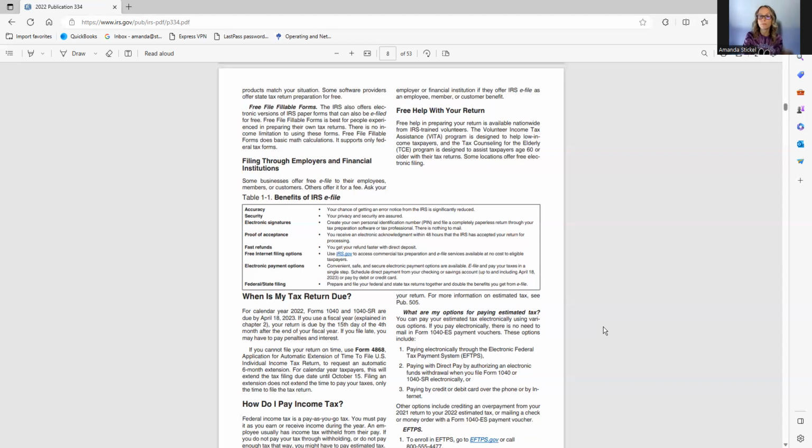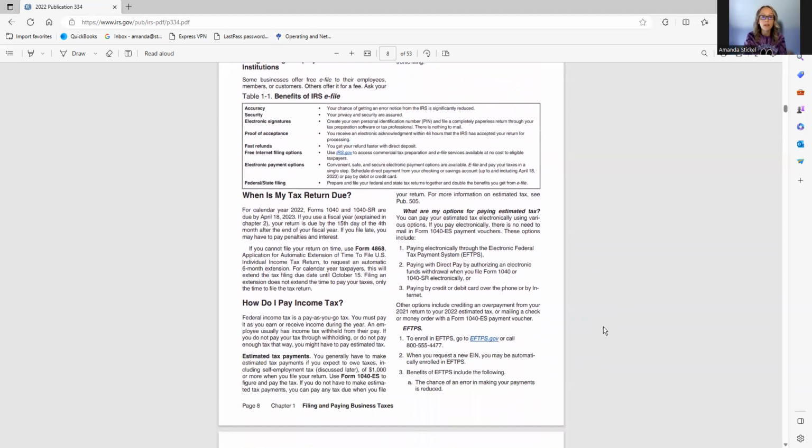Free help with your return. Free help in preparing your return is available nationwide from IRS-trained volunteers. The Volunteer Income Tax Assistance, or VITA, program is designed to help low-income taxpayers, and the Tax Counseling for the Elderly, TCE, program is designed to assist taxpayers aged 60 or older with their tax returns. Some locations offer free electronic filing. And then Table 1-1 is your benefits for IRS e-filing.